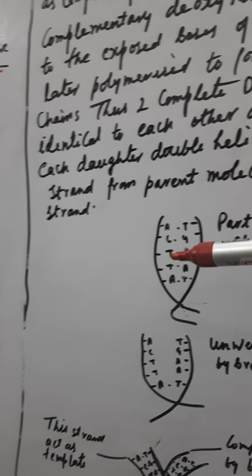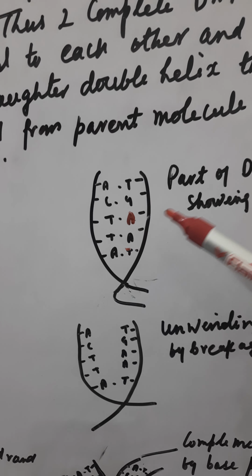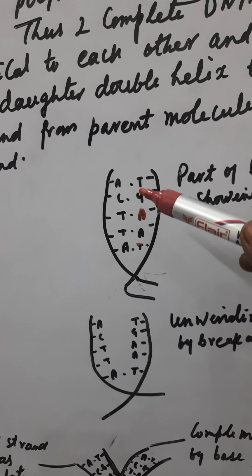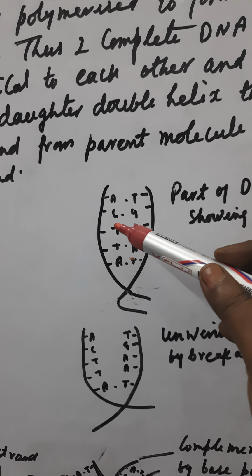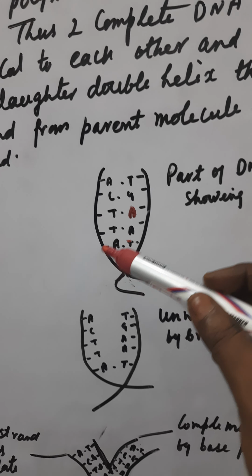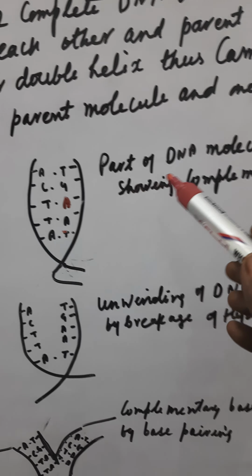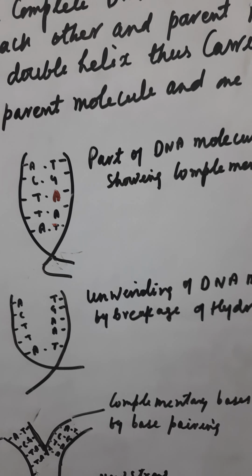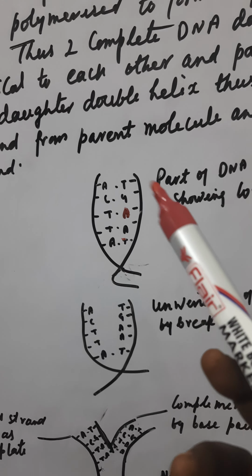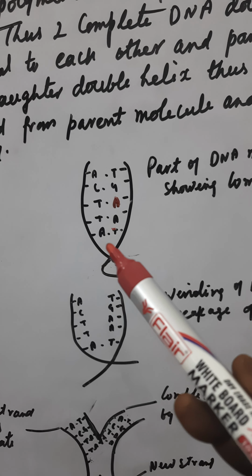So here just see, the part of a DNA molecule showing complementary base pairs: adenine thymine, cytosine guanine, thymine adenine, thymine adenine, adenine thymine. So this is a part of a DNA molecule and it shows the complementary base pairing. What this complementary base pairing is, I already told you before.